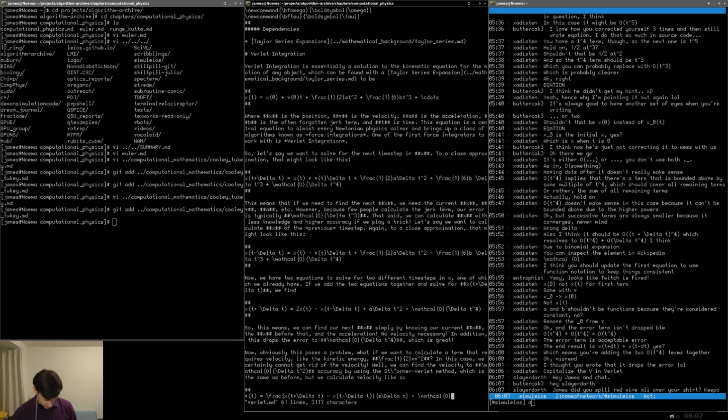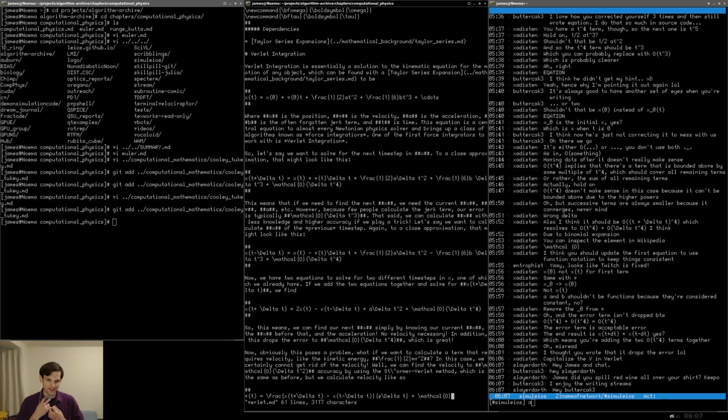Did you spill red wine over? No. This is my typical purple shirt. I like this shirt. I actually really like this one.